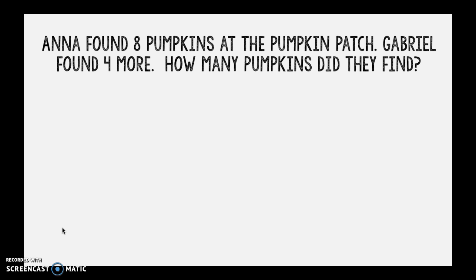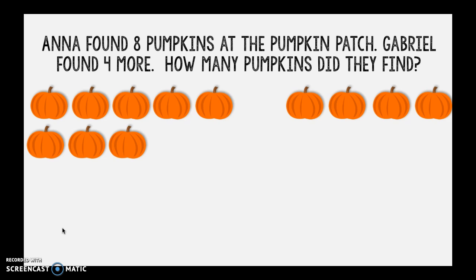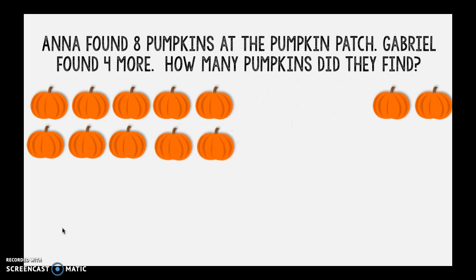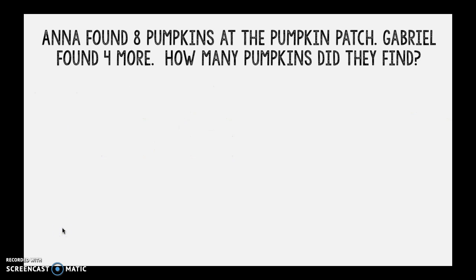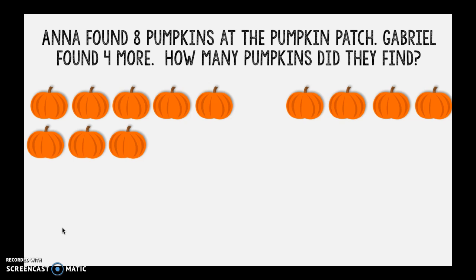I'm going to go ahead and show you my thinking with the picture. Anna found 8 pumpkins at the pumpkin patch. There we go, 8 beautiful pumpkins. Gabriel found 4 more. Well, you know what I wish I could do? I wish I could just slide those pumpkins over and make a 10. That makes it easier. Boo, I can't. You can't just move things around, especially when it's a picture. So what else could I do? Let's see. I could add 8 plus 4 and just count up.